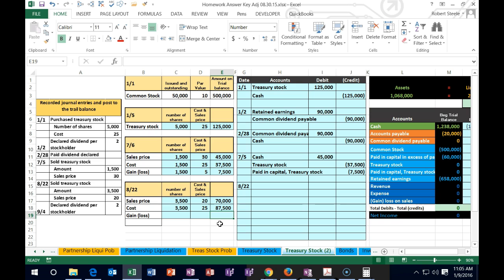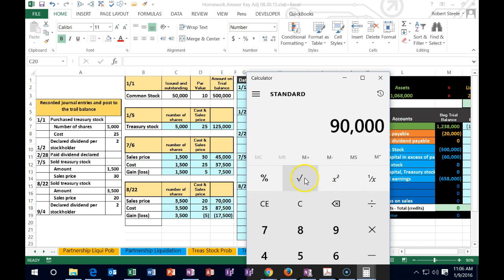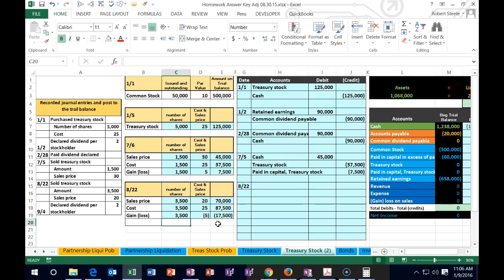So now we have a loss. Let's calculate what that loss would be. It would be the 70,000 minus the 87.5. We have a loss of 17.5. Note we can also calculate that loss by saying let's take this 3.5 shares, multiply it times the difference of the cost 25 minus the sales price 20, meaning we're losing $5 per share. And if we did that calculation, then we should come up with the same number, 3,500 times 5, and we get that 17.5. So that's another way we calculate that same 17.5.